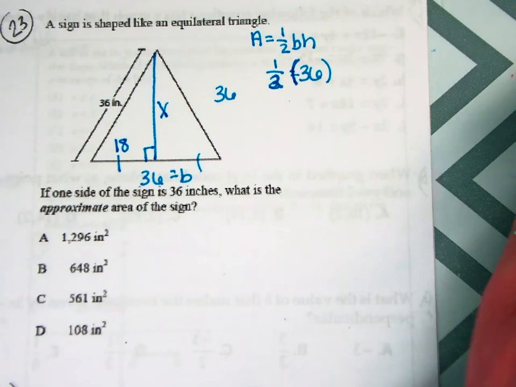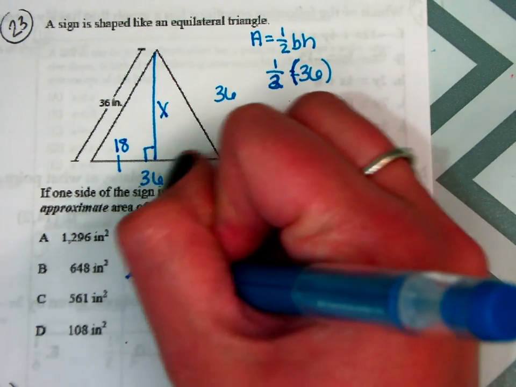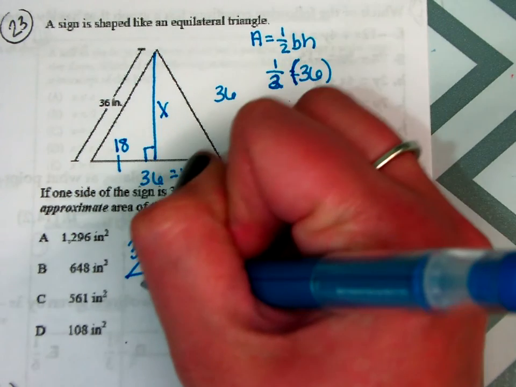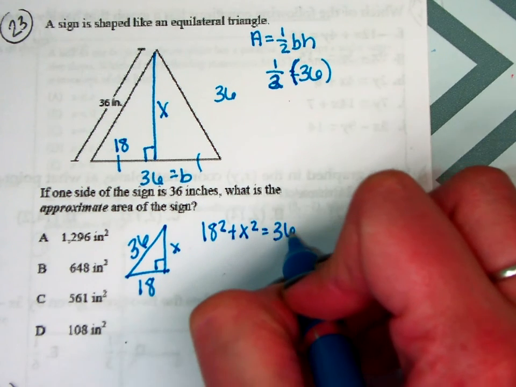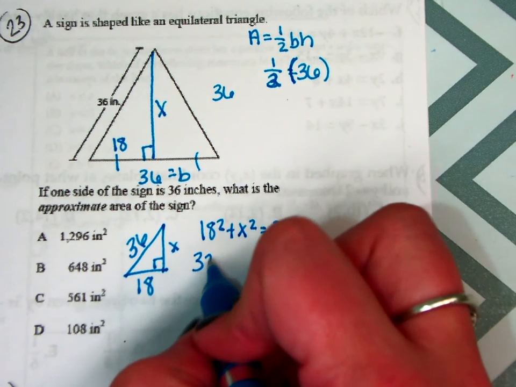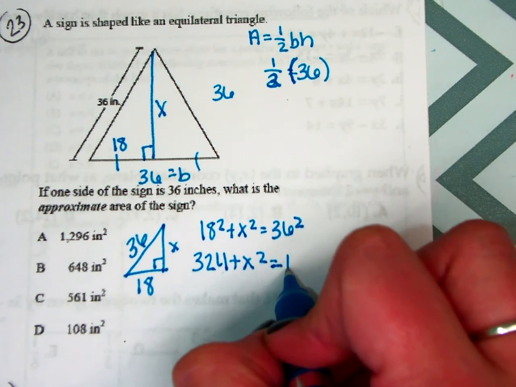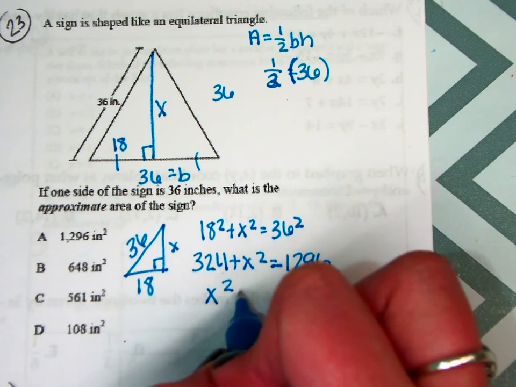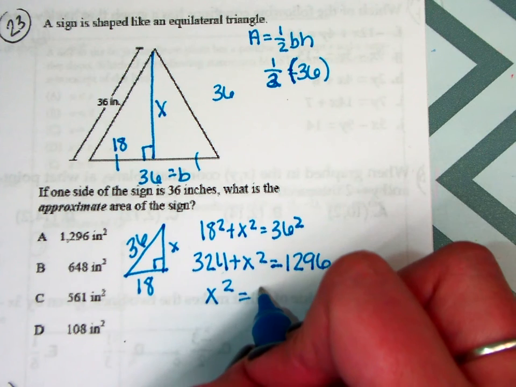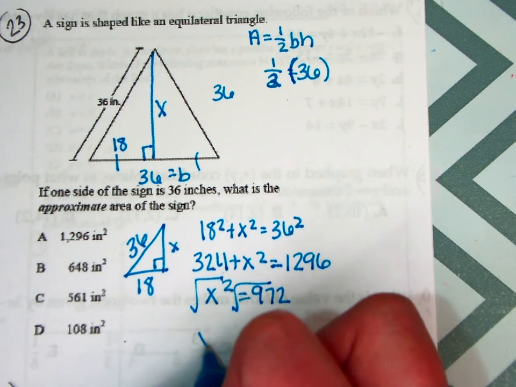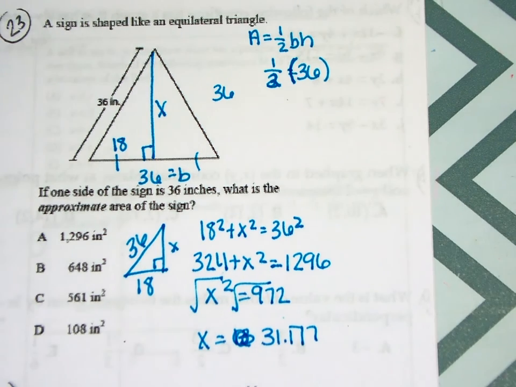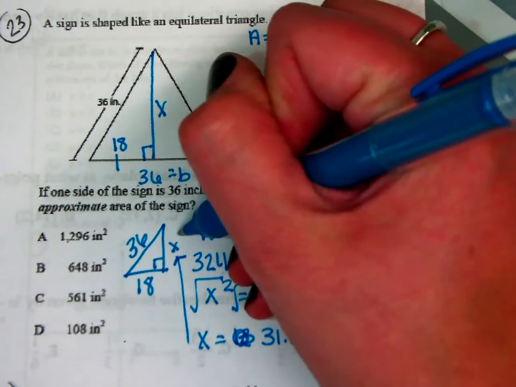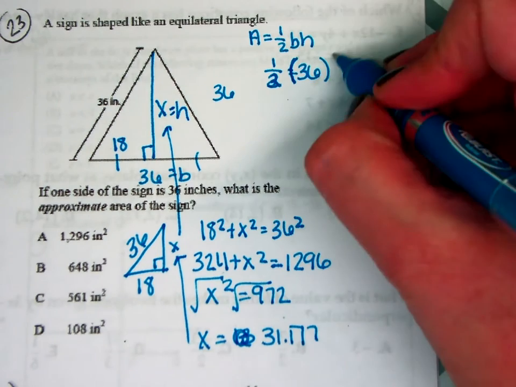Now we're trying to find height, so I'm going to draw this picture down here. This is actually a right triangle, so what I'm going to do is use Pythagorean theorem. So 18 squared plus x squared equals 36 squared. 18 squared is 324. 36 squared is 1296. When I subtract 324, I get 972. I'm going to square root, and I get approximately 31.177. Okay, approximate. We are approximating. So I'm going to go up here. That actually represents this x, which actually represents the height. So the height is 31.177.